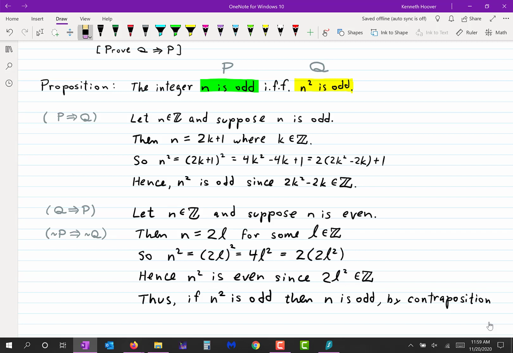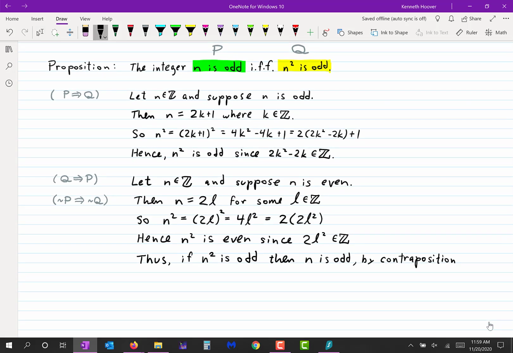So there we go. I proved one direction. I proved the other direction. And so now together, I put them together, okay? And I say, therefore, if n is an integer, then n is odd if and only if n squared is odd. And that's the end. Okay?